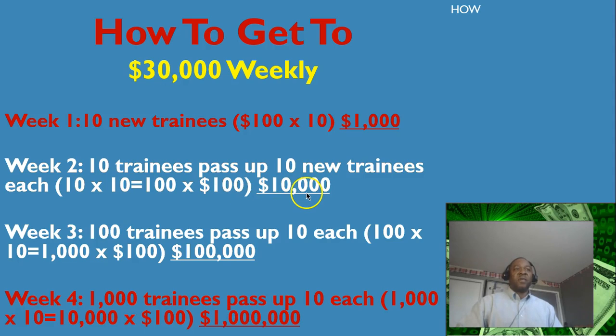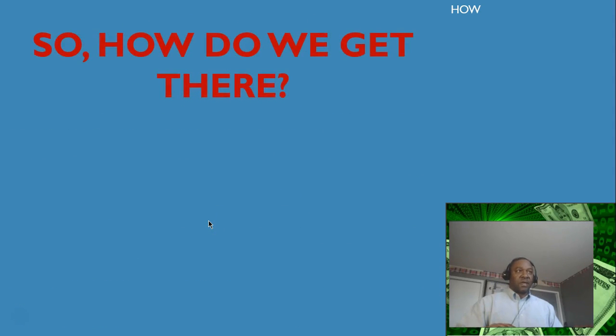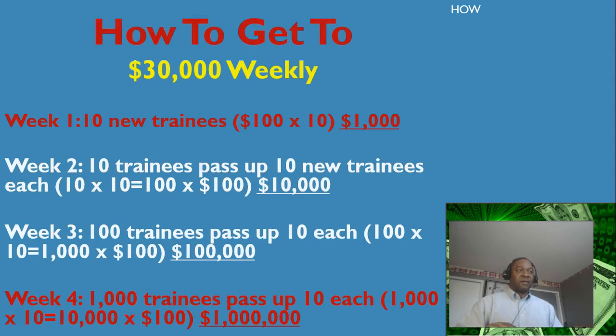That's in week 2. Week 3, I'm sorry, let's go back here. I'm messing around with the cursor. In week 3, those 100 trainees pass up 1 each to you. That would give you 1,000 at $100. You'd see you get $100,000 in weekly income in a perfect world just in week 3.